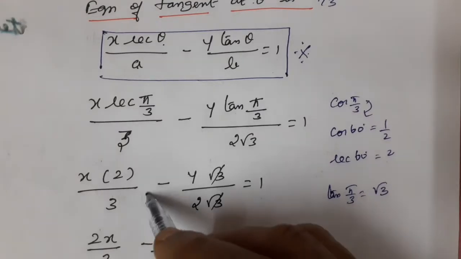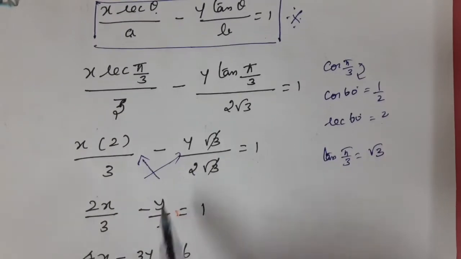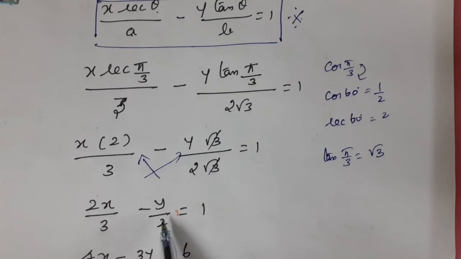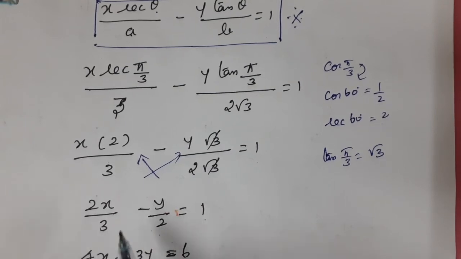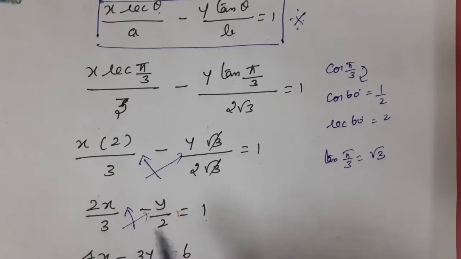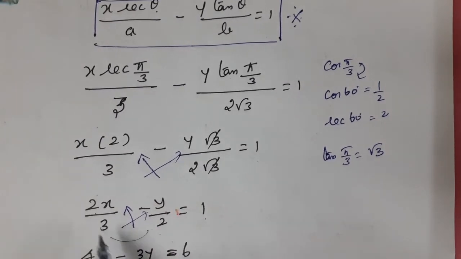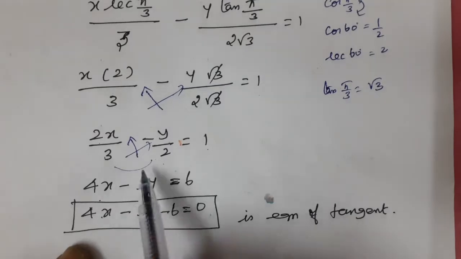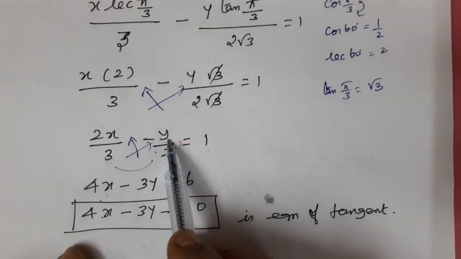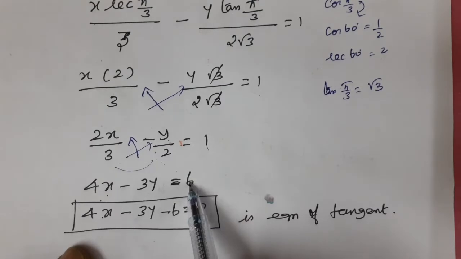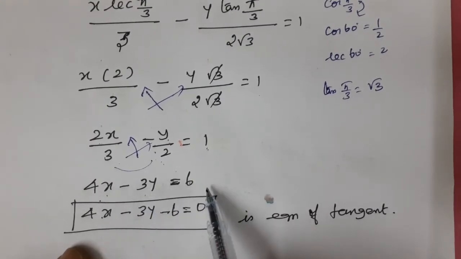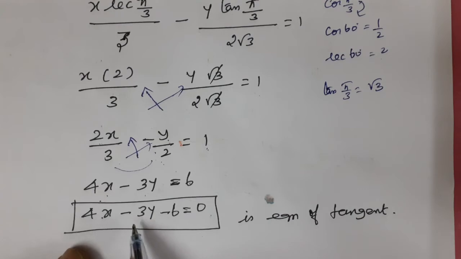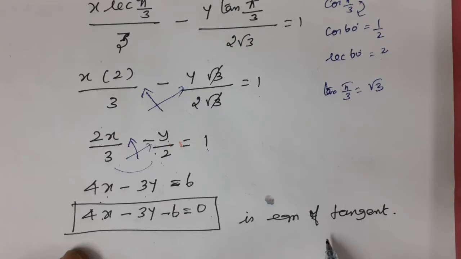Now we do the cross multiplication and make an equation. 2x by 3 minus y by 2 equal to 1. 2 2s are 4x, 3 into y is 3y, 3 2s are 6. So 4x minus 3y equal to 6. That is, 4x minus 3y minus 6 equal to 0 is the equation of the tangent.